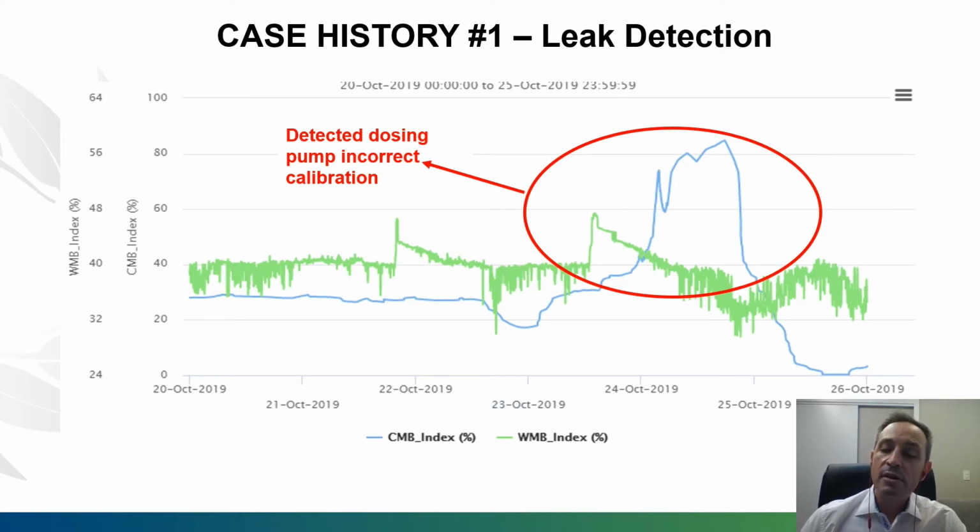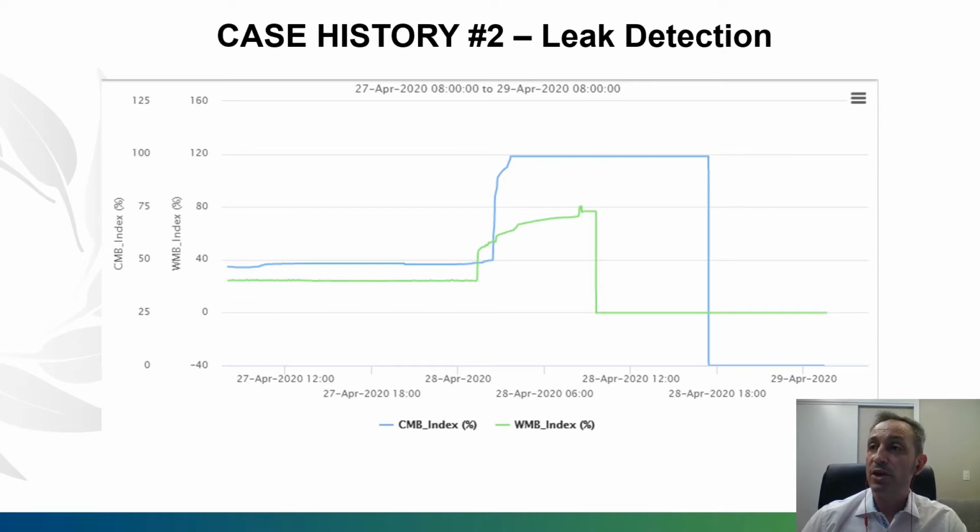The second case history is much more interesting because it actually indicated a leak in the furnace tubes of a recovery boiler in a pulp mill. We're talking here about a nearly 100 bar pressure recovery boiler, and it's a very large one, about 1,100 metric tons of steam per hour. So it's a huge boiler.